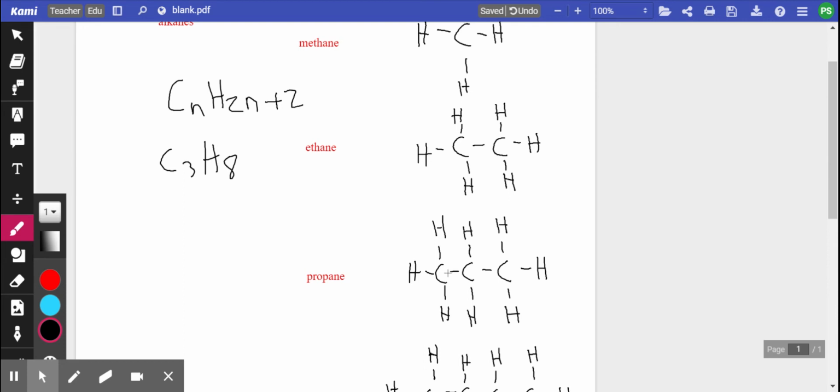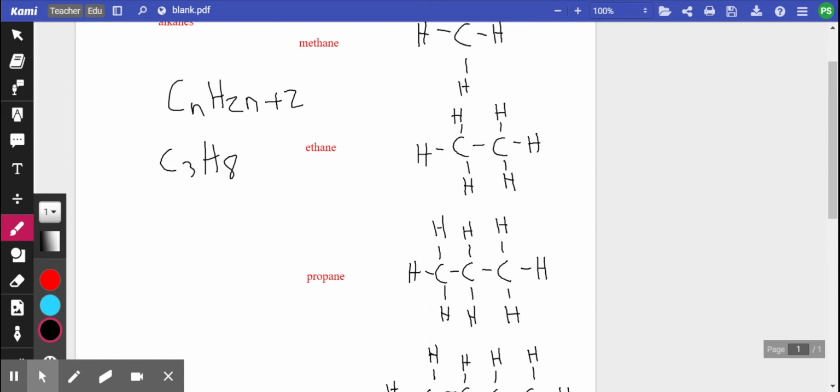Now, each carbon bonds 4 times because it has 4 electrons in its outer shell. So there's 4 covalent bonds, and it's arranged all in single bonds. So there's 3 carbons and 8 hydrogens. In iGCSE, you should know the first 4 alkanes.